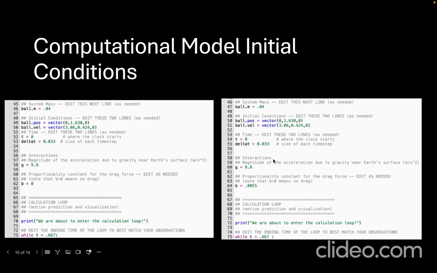The main difference between these two models is that this one has 0 as a proportionality constant because we're only considering the force of gravity here. But this one has a value because not only are we looking at the force of gravity, but we're also looking at the force of drag. And the reason I chose this number is because it accurately reflects my Tracker model.